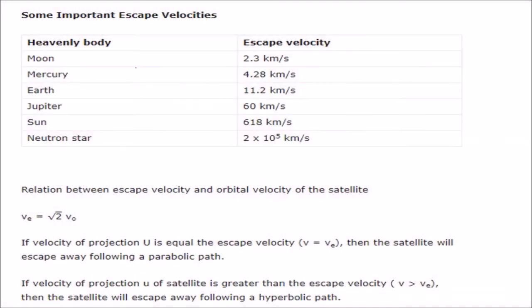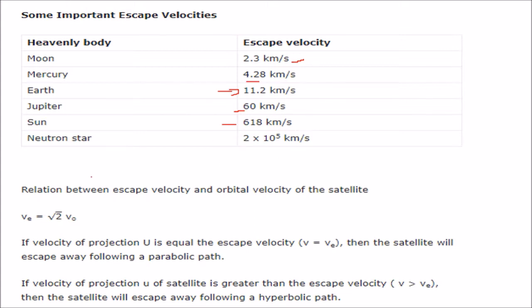There are some important escape velocities you must know. For Moon it is 2.3 km per second, Mercury 4.28, Earth, as I said, 11.2 km per second, Jupiter 60 km per second, Sun 618 km per second, neutron star 2 into 10 to the power 5 km per second.